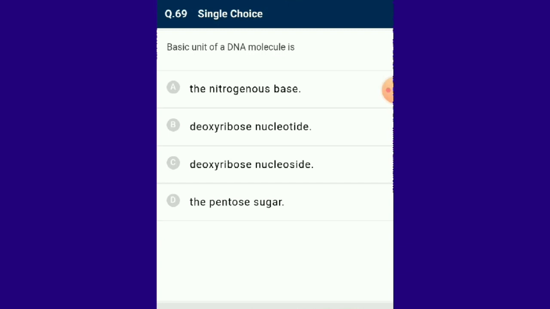Question number 69. The basic unit of DNA molecule is DNA, deoxyribose nucleotide. So the answer for this question is option B, deoxyribose nucleotide.